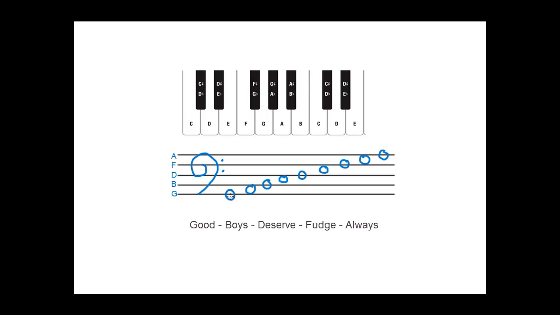So if a note is on the first line, it would be a G. Third line, it would be a D, and so forth. And the spaces are A, C, E, and G. Now the word poem that I use is, "All cows eat grass." So if it's on the first space, it is an A, second C, third E, fourth G.